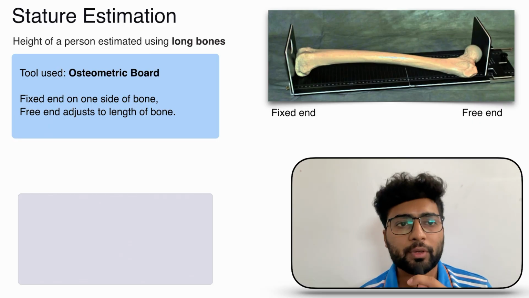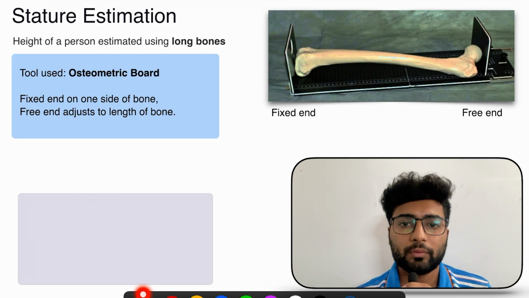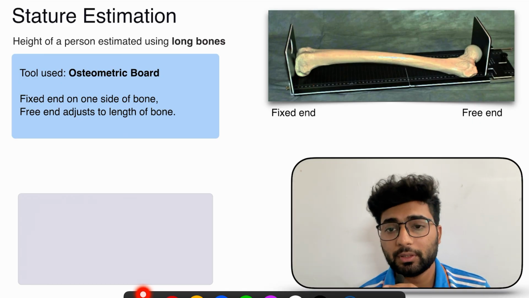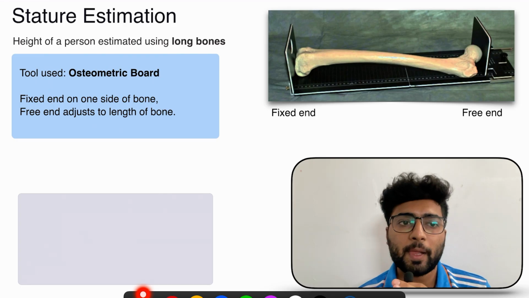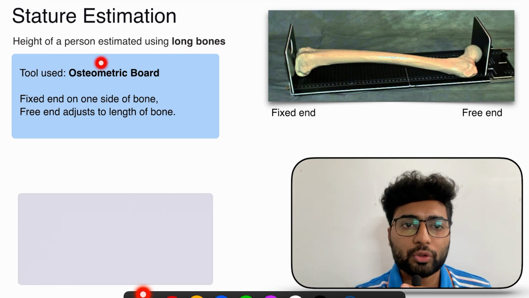Everyone, our topic of discussion today is stature estimation. Let's say we found a femur bone at the crime scene, just a bone. Now, from this bone, can we identify the height of that person? Yes. For this, we use a tool called an osteometric board.